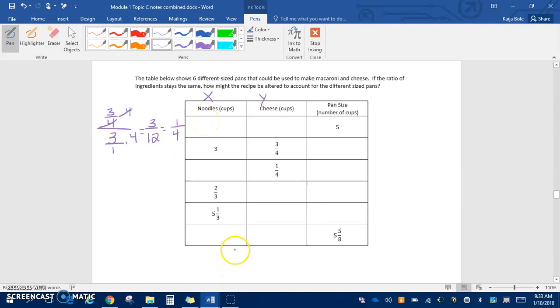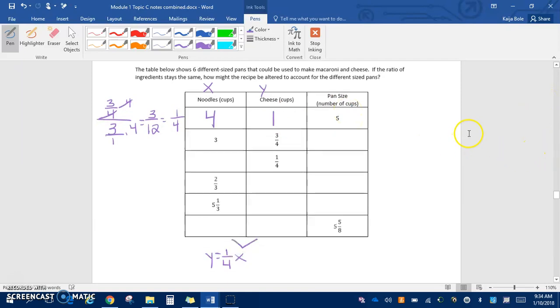So down here, between these 2 columns, I'm going to write our equation as Y equals 1/4 X. Alright? Which basically means, if we're looking here, that it's 1 cup of cheese per 4 cups of noodles. So that means we can go ahead and fill in this top row here. It's 1 cup of cheese for every 4 cups of noodles. And that works. If we look over here, the pan size was 5, which is the total, and 4 plus 1 is 5. Alright. So we've got that much.